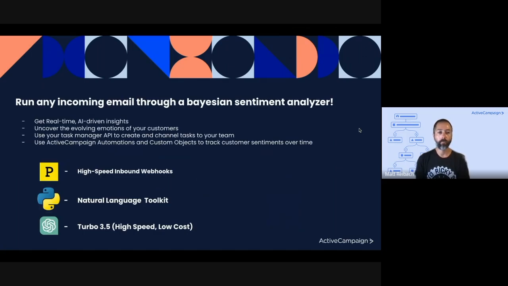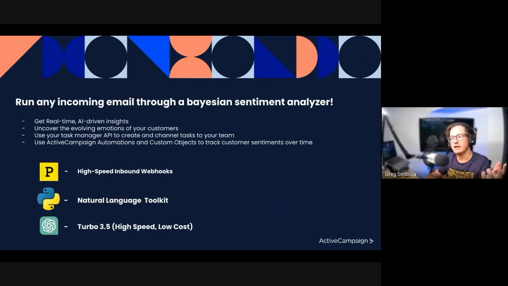It's pretty cool because it's using Postmark, their inbound webhooks, to send emails that are inbound to our email address into a system that runs through two different analyzers. One is Python's natural language toolkit, and that analyzes the sentiment of the email, whether positive or negative, and then also tracks it for the contact over time, their customer sentiment, if you will.